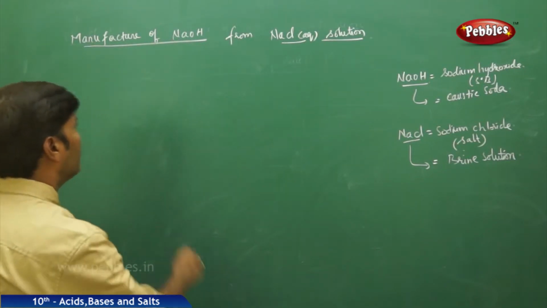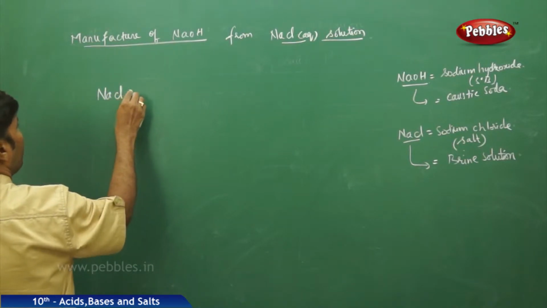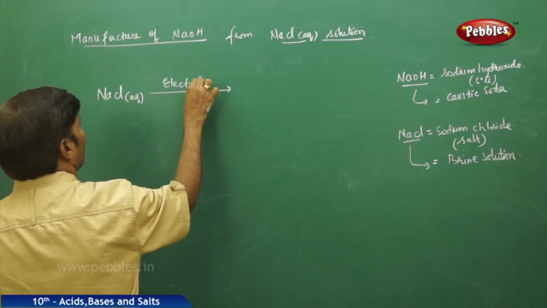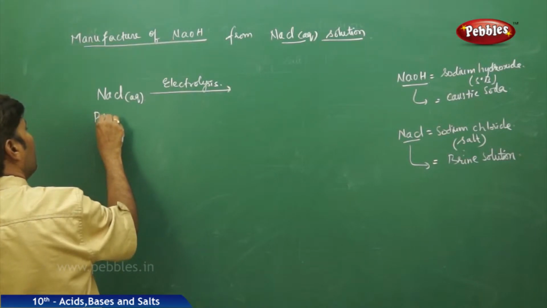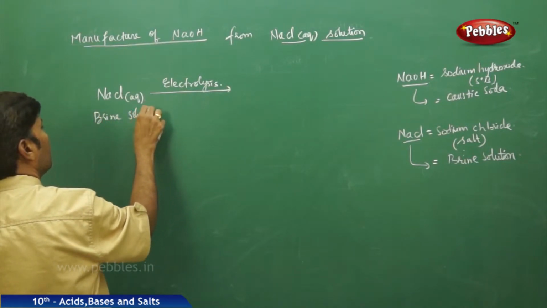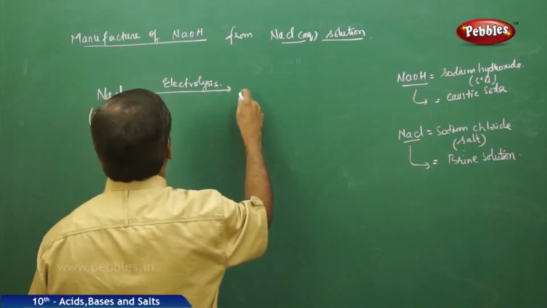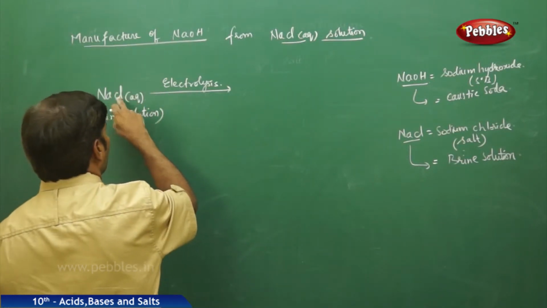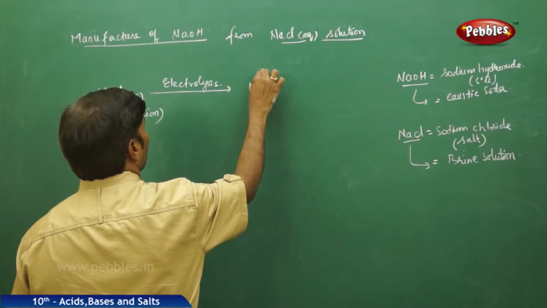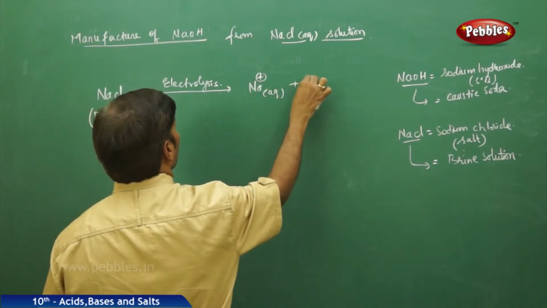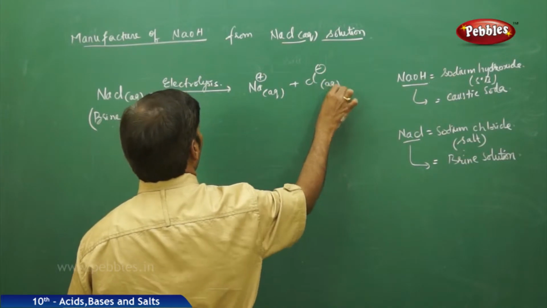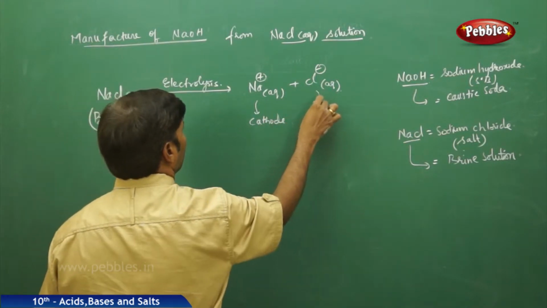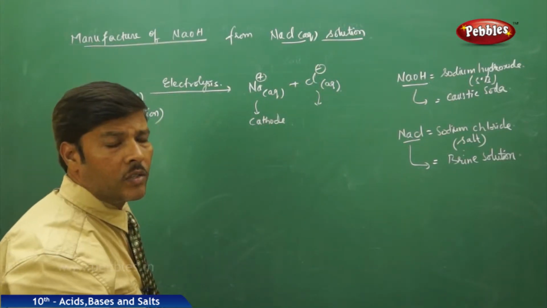aqueous brine solution. When sodium chloride in the form of brine solution is subjected to electrolysis, it involves reduction as well as oxidation. The brine solution gives two ions, Na+ aqueous plus Cl- aqueous. Na+ is a cation, and all cations deposit at the cathode. Cl- is an anion, and all anions deposit at the anode.